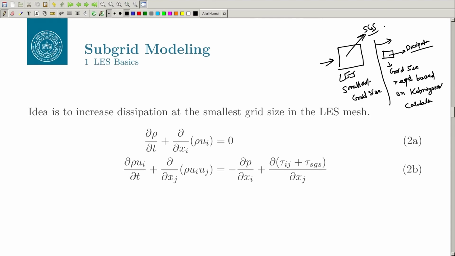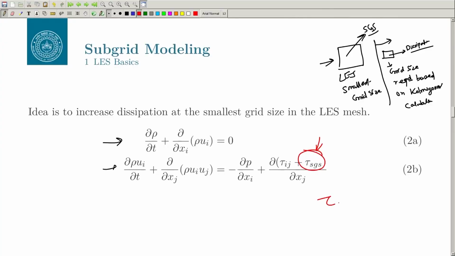So, we can borrow the idea from the RANS setup. The only difference is that now we do not have the bar here that used to appear in the RANS calculation. This is our Navier-Stokes equation, but we add a new quantity here, which is tau SGS. This is the same equation that you are going to get if you go through the proper mathematics of filtering the Navier-Stokes equation, and you will arrive at this quantity called tau SGS. This tau SGS is called the subgrid stress.